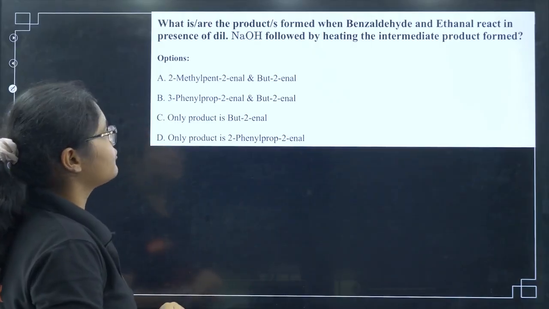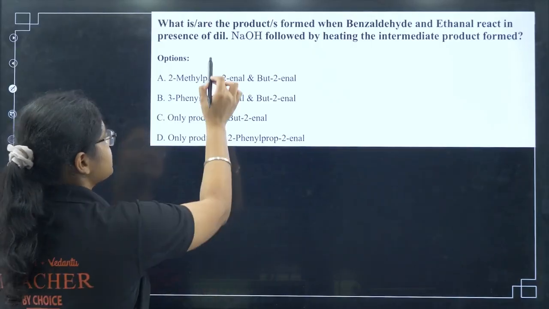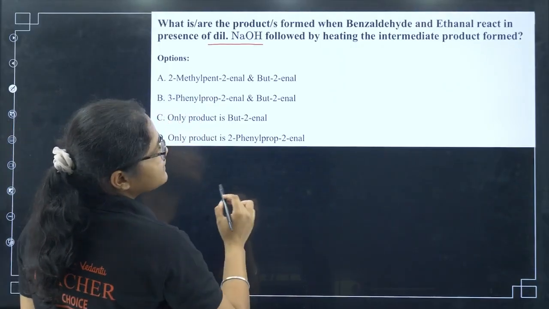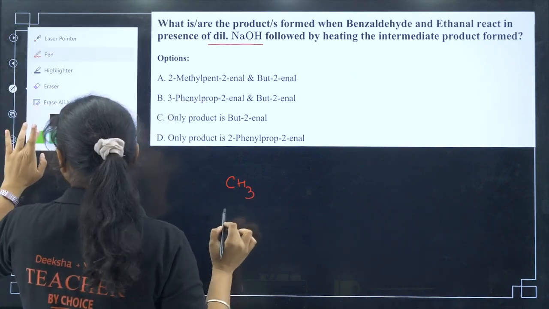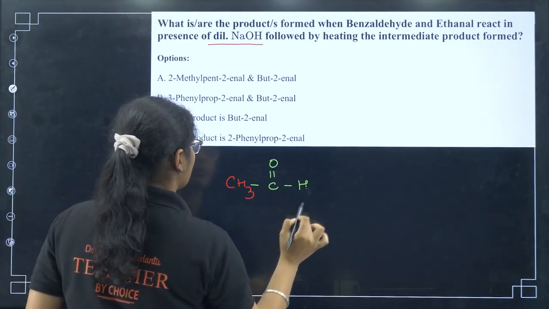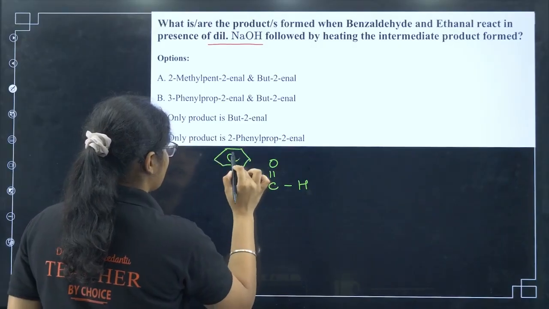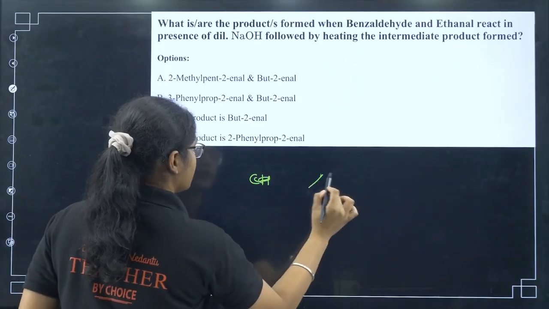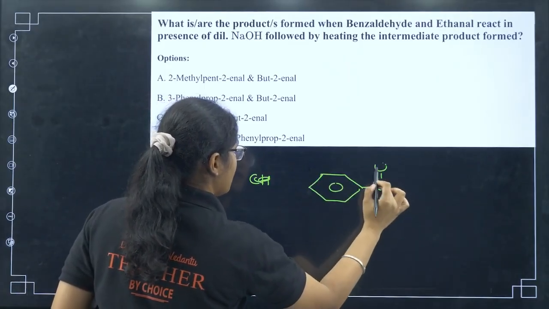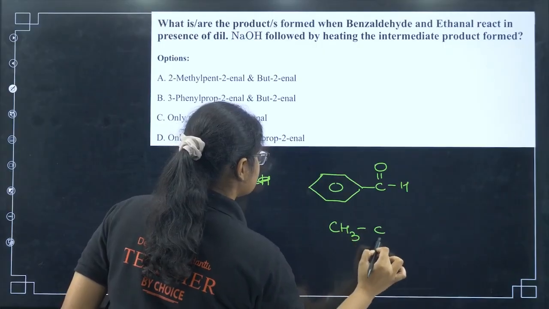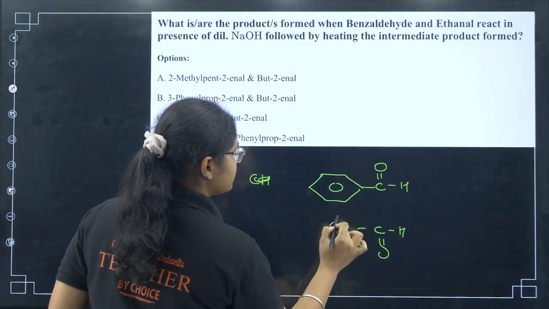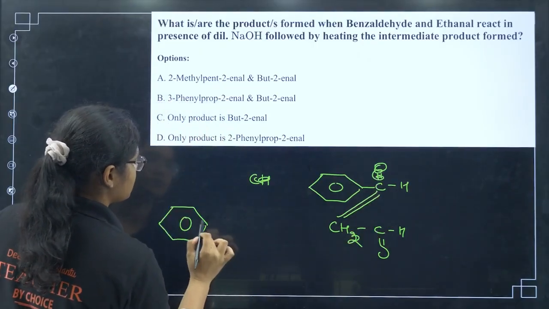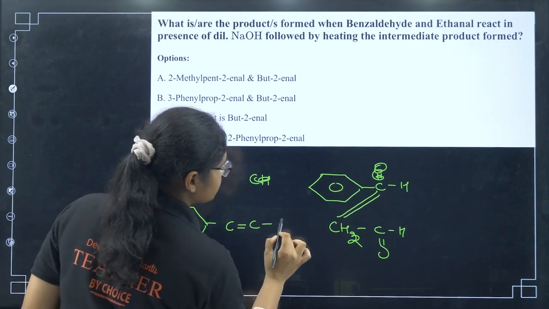Next, what is the product formed when benzaldehyde and ethanol react in the presence of dilute NaOH followed by heating, the intermediate product formed? So you have benzaldehyde and ethanol. So I can have CH3 C double bond OH like this, and then here I have benzaldehyde. Just a minute, I can write like this. Benzaldehyde is like this, and you have CH3CHO. So what will happen? A double bond will come and this one will be removed. So finally what will I get as the product? I'm using the shortcut to find the product which I have already explained to you in the class.